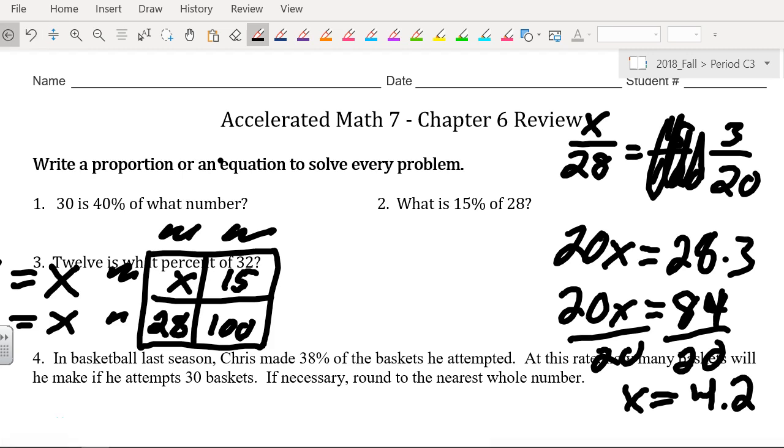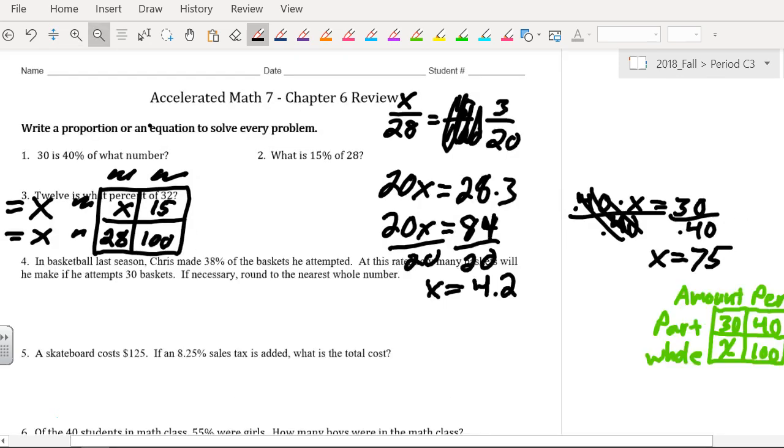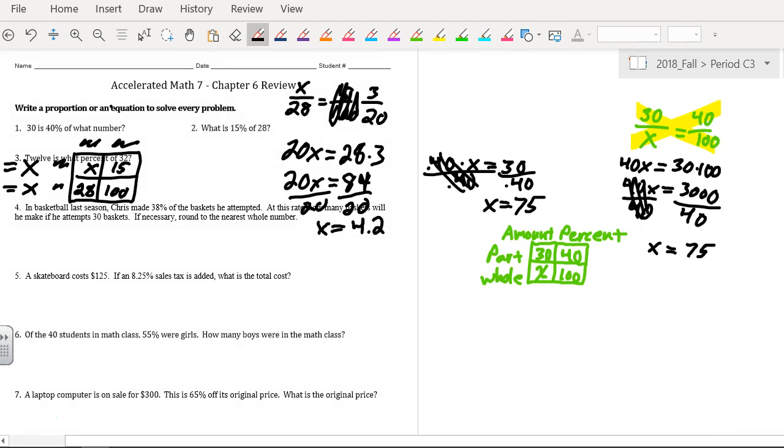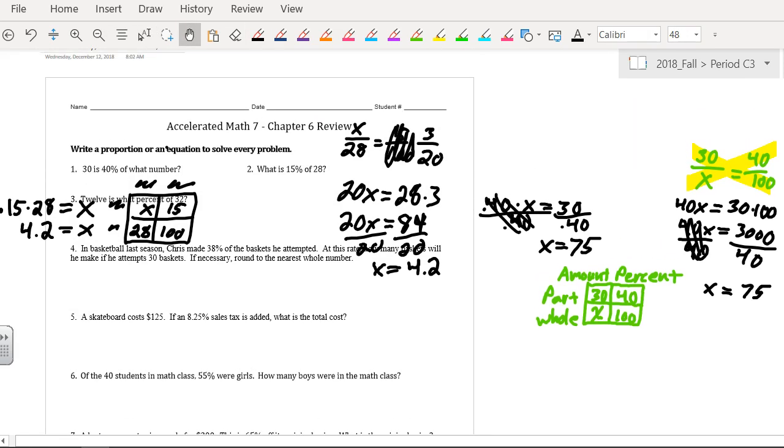So, does Mr. Pass care which method you use? No. You can use whichever method you want for any of them, and as long as you're doing it correctly, I don't mind.